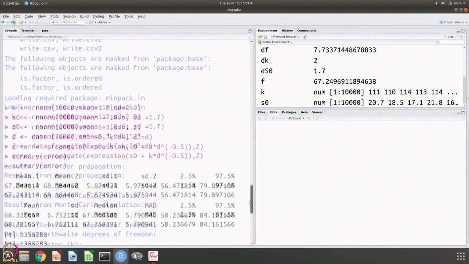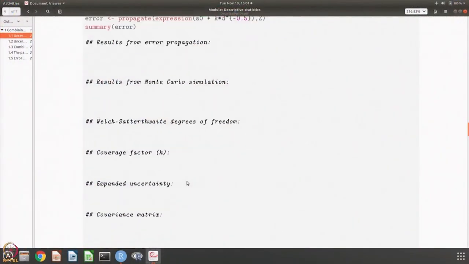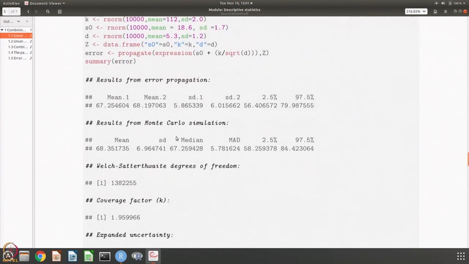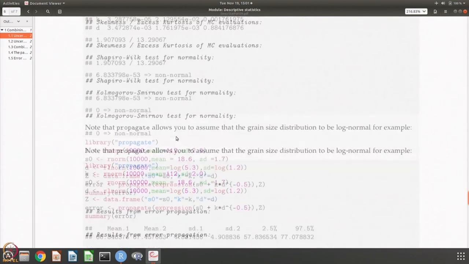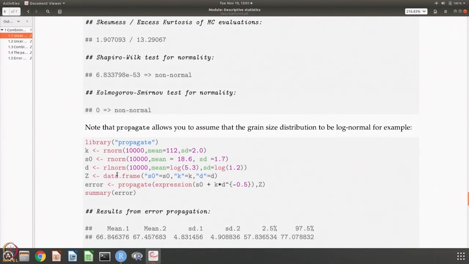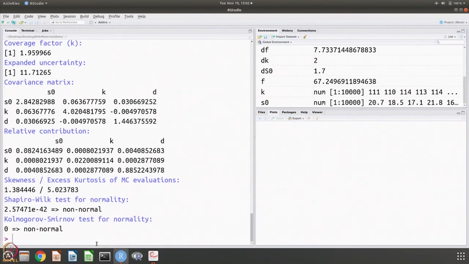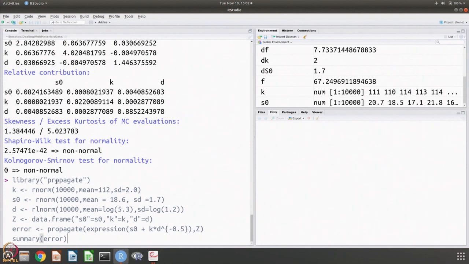But using such simulation, again you can get the error propagation, right. So this is the information that we have gotten. Now you can do one more thing. You can make the D distribution not normal but log normal. If suppose that is the case, then what happens to your error? So you can do that.